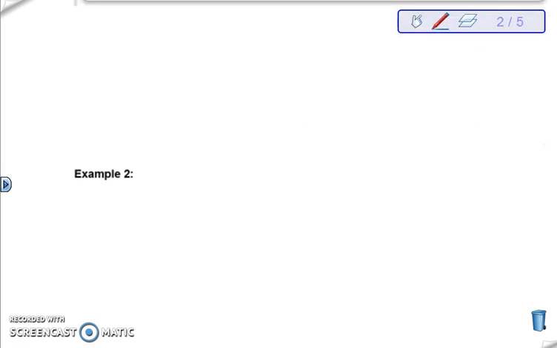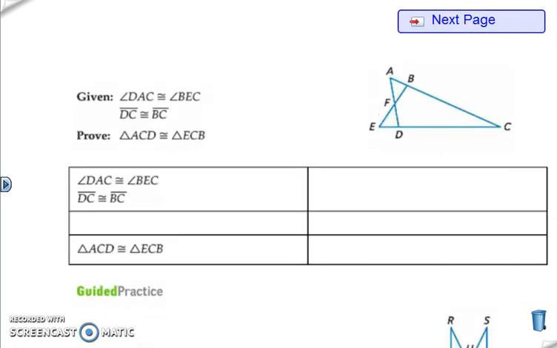So let's look at our example 2. We are given that angle DAC is congruent to angle BEC down here. We know that DC equals BC, and we are trying to prove that triangle ACD matches, or is congruent to, triangle ECB.